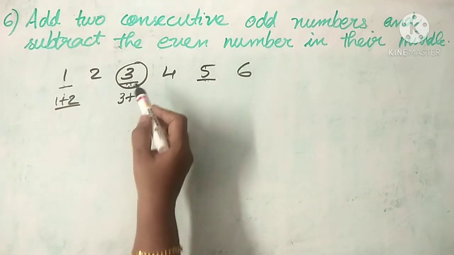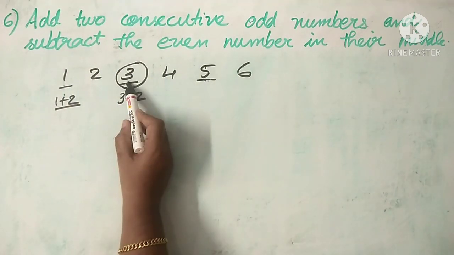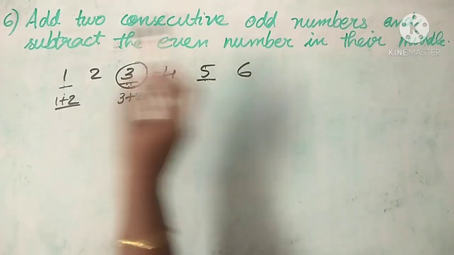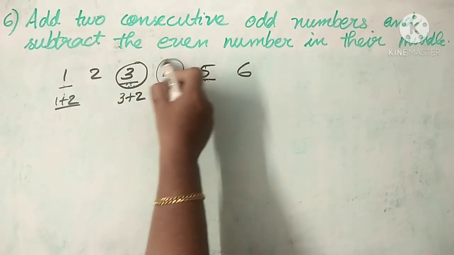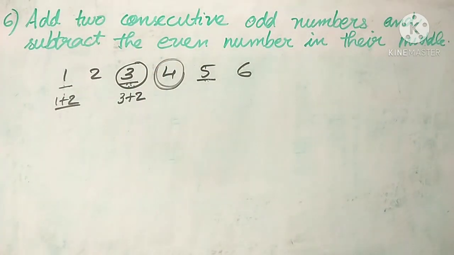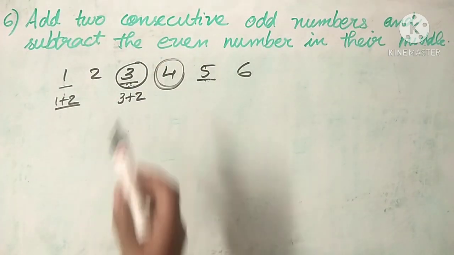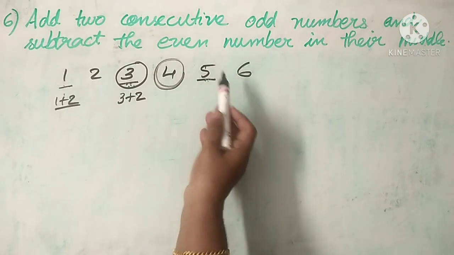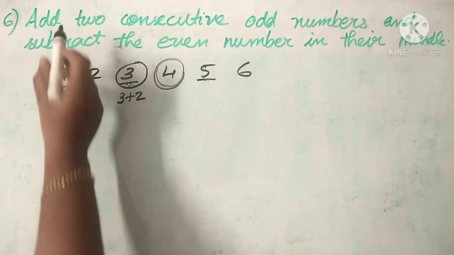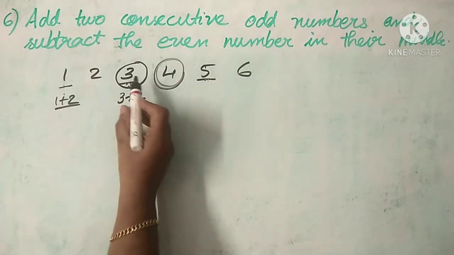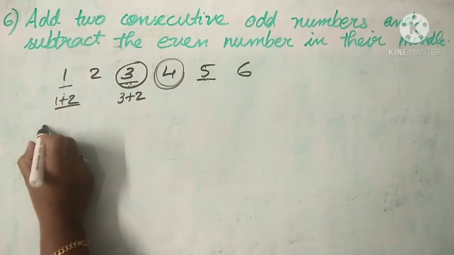So, here I am going to add two consecutive odd numbers, 3 and 5, and subtract the even number in their middle. Which is the even number in their middle? 4 is the even number in their middle. So 3 plus 5 minus 4. Let us add the two consecutive numbers. We are taking two numbers, 3 and 5.